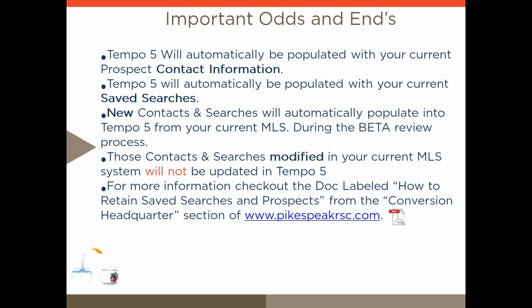Now, those contacts and searches modified in your current MLS system will not be updated in Tempo 5. What that simply means is if you go in and you add a phone number, or you correct the spelling of a last name of a contact, or you modify a search criteria, maybe changing the price range, those will not be updated in the Tempo 5 system during your beta test period. So modifications will need to be duplicated in the Tempo 5 system as well if you want them to reflect that modification.